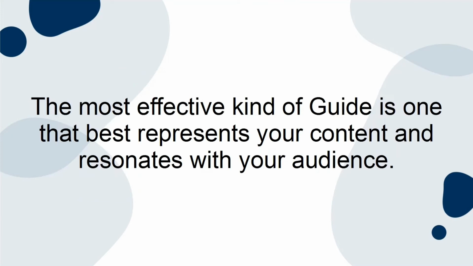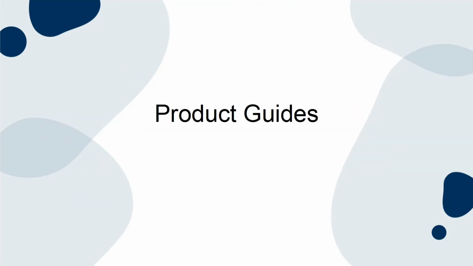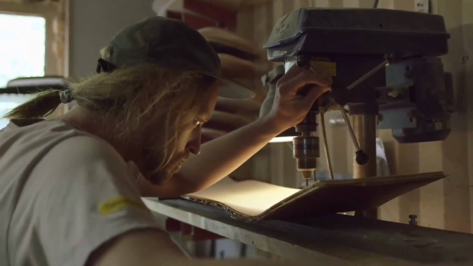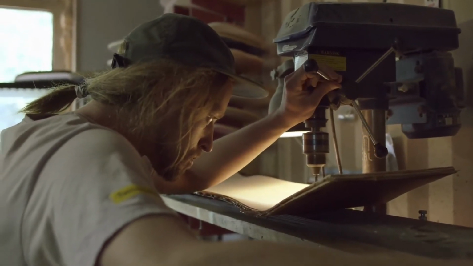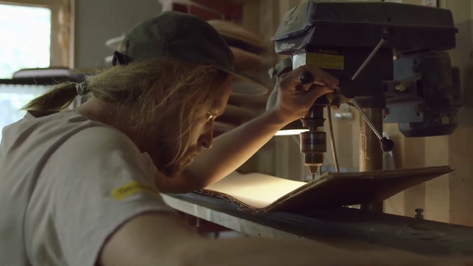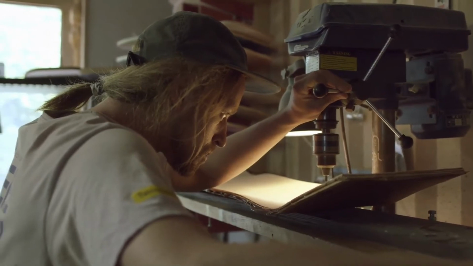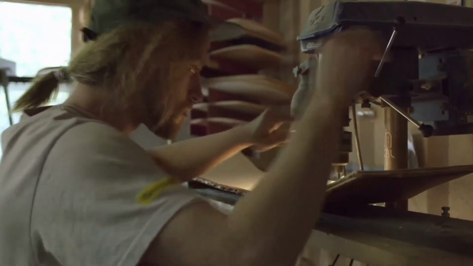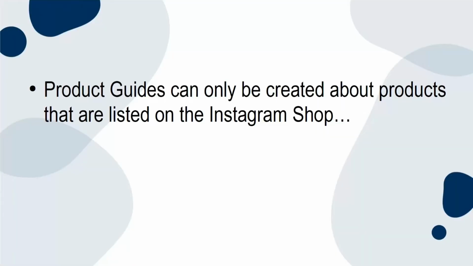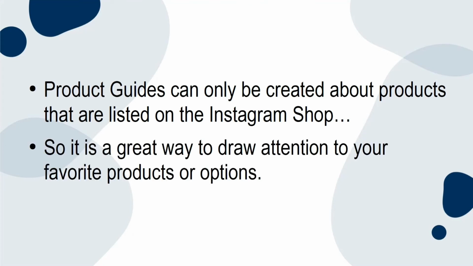Product guides. Product guides can be used to share a particular product with your audience. You can include reviews or an explanation of how the product best functions. It is a great way to explain a more complicated product, for example, the manufacturing method or materials used, for your audience. Product guides can only be created about products that are listed on the Instagram shop, so it is a great way to draw attention to your favorite products or options.